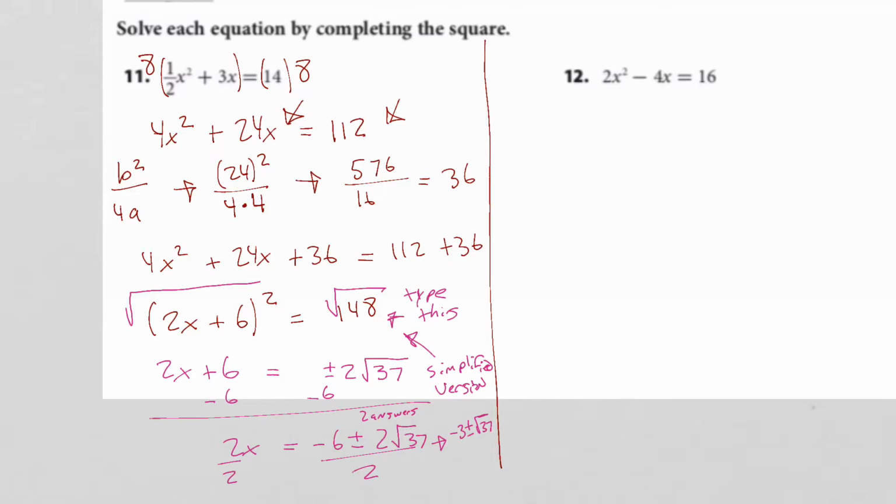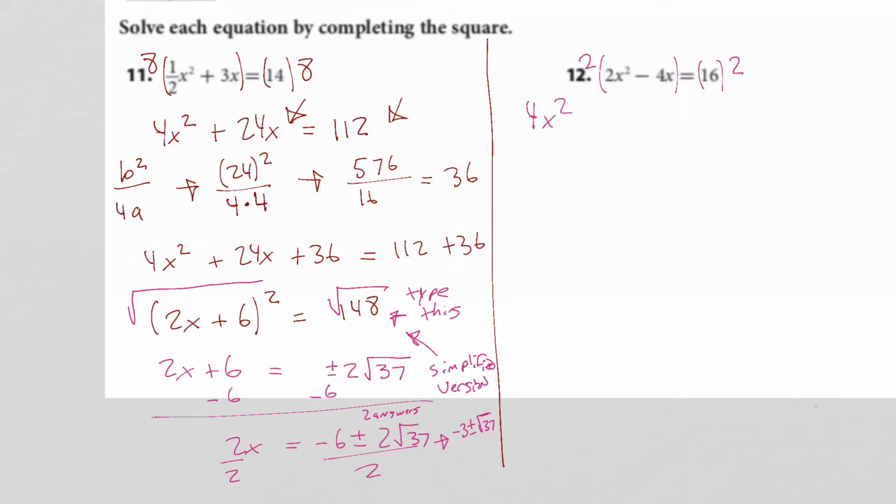Next up, number 12. We have to make that 2x squared a perfect square. What's the next perfect square? Well, it'd be 4, right? So I have to multiply everything here by 2, because 2 times 2 is 4. So 2 times 2x squared is going to give me 4x squared. 2 times a negative 4x is going to be negative 8x. And then 2 times 16 is 32.